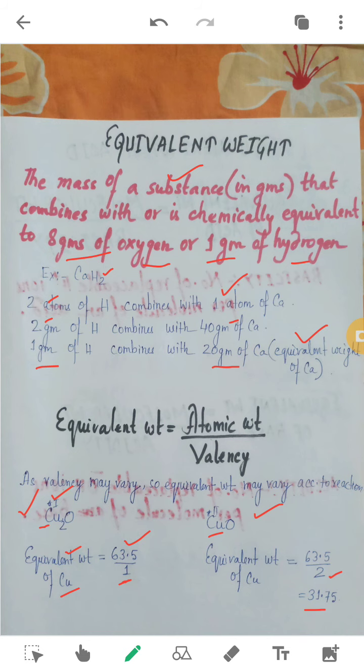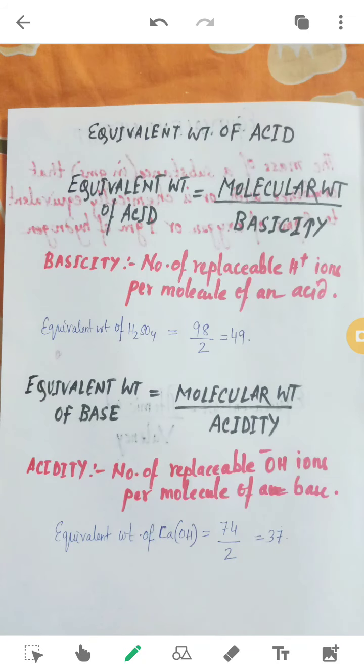Okay. Next we go for the next problems, where we will be finding the equivalent weight of an acid. We have different formulas in context to the finding of equivalent weight of acid, base, salt, and others. So in case of equivalent weight of acid, to find that we use the formula molecular weight of that acid divided by the basicity. Now first you have to learn what basicity is. Maybe you all know about that. Basicity is the number of replaceable H plus ions per molecule of an acid.